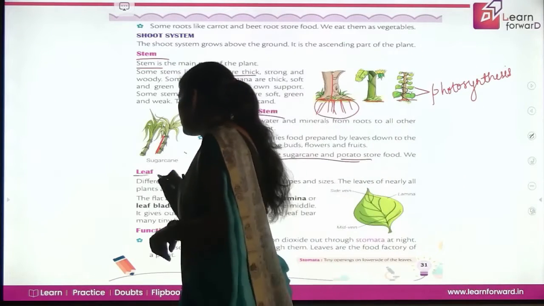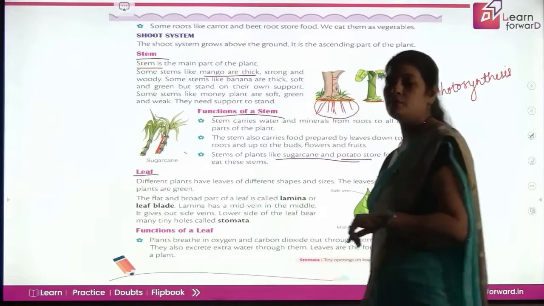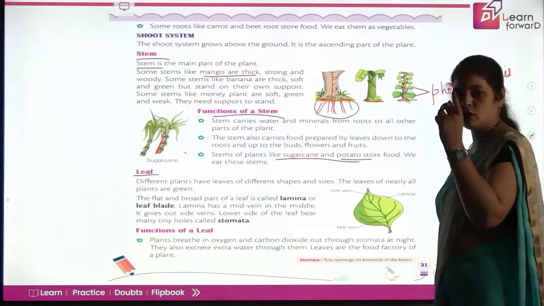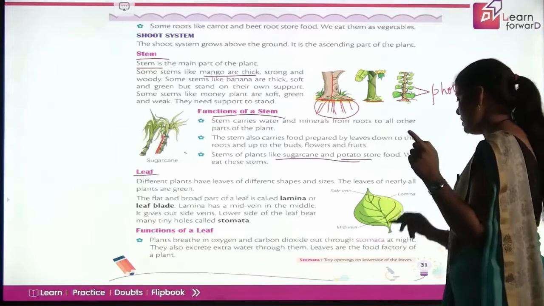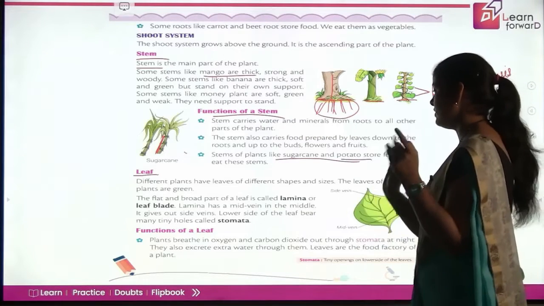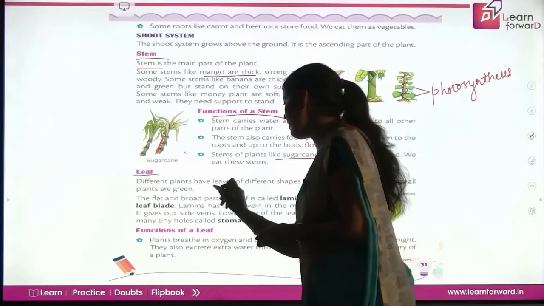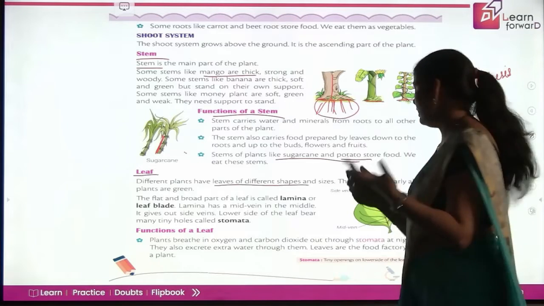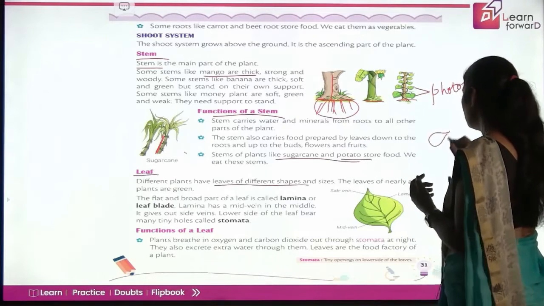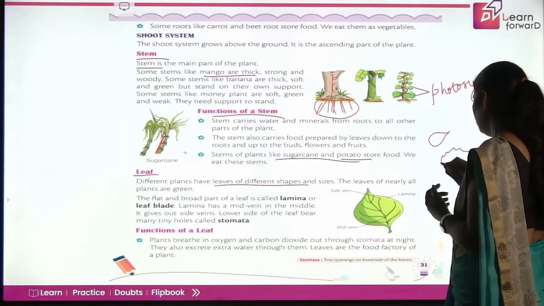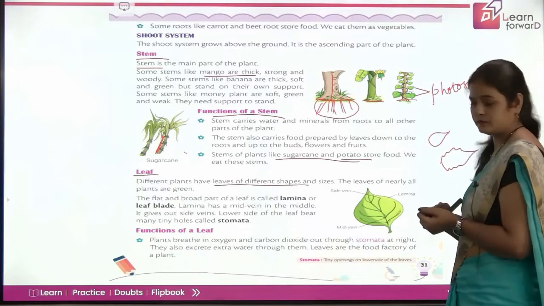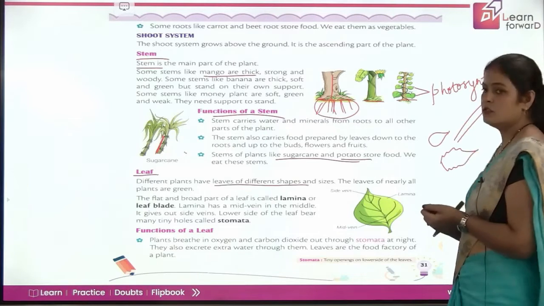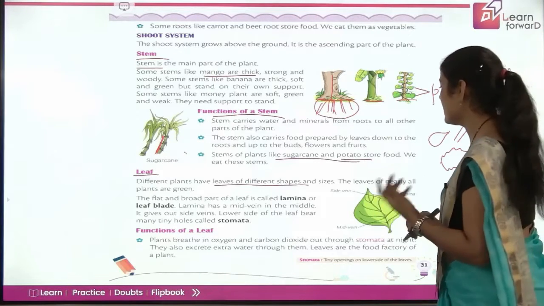The next part is the leaf of the plant. So this is a leaf. The structure we have seen on the first slide as well. This is the lamina, veins, midvein and side veins. Now different plants have leaves of different shapes and sizes. Some plants have very small leaves, like this. Some have like this. So different plants have different shapes and sizes of leaves.